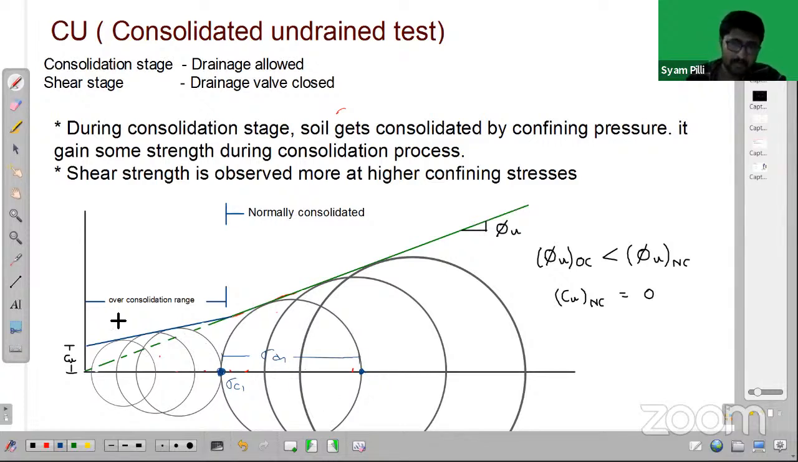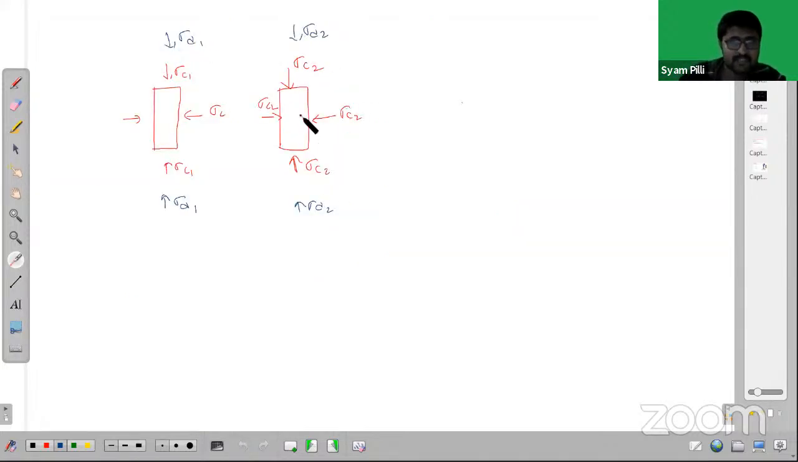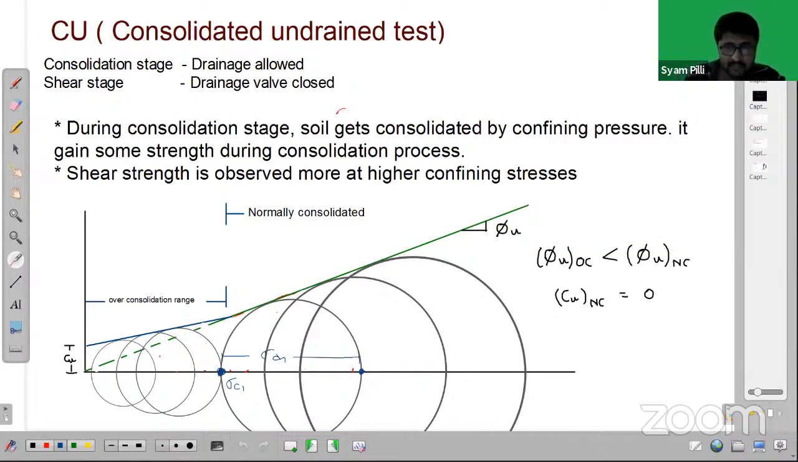ये तो first sample का. So the Mohr circle representing the first shear failure of first sample is this, right? And the Mohr circle representing the second sample is this. Now my sigma C2 is different. This is the point which is representing my sigma C2, cell pressure. ज़्यादा है ना sigma C1 से. That's why it is on the right side. Now here what you observe is the sigma D2 will also be more than sigma D1. So that is why the second Mohr circle is bigger than the first Mohr circle.